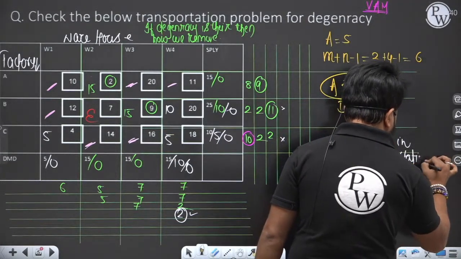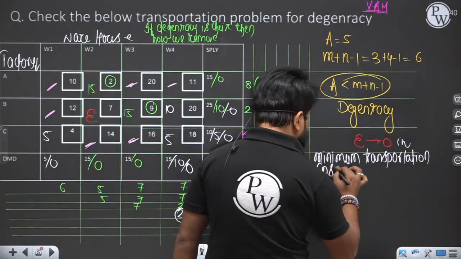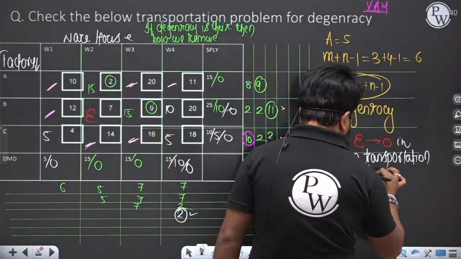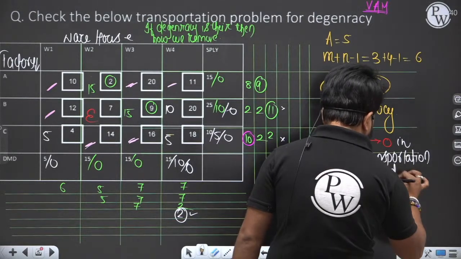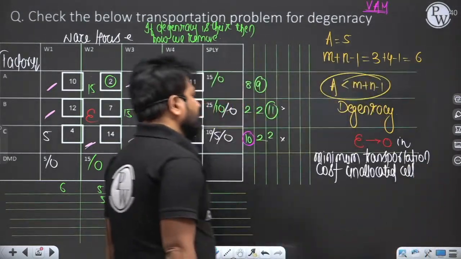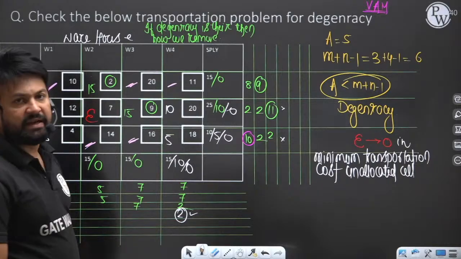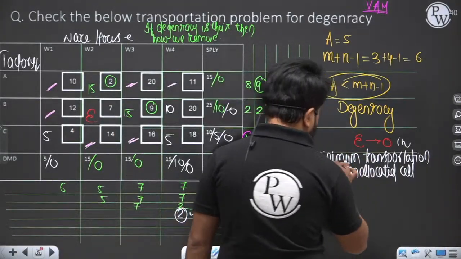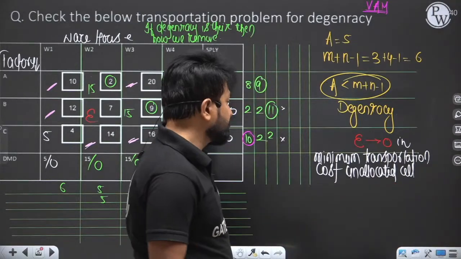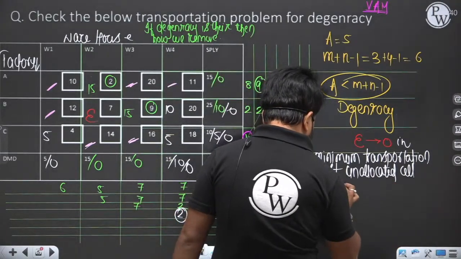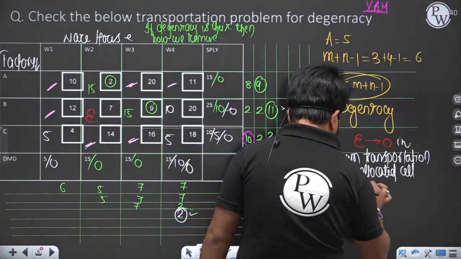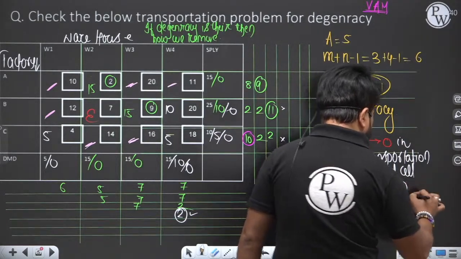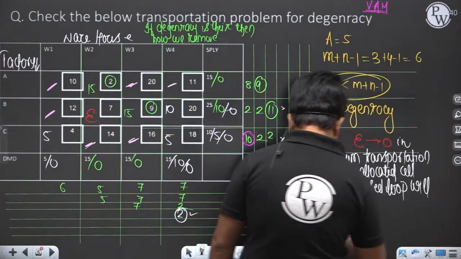Right, so you have to allocate eta in the minimum transportation cost unallocated cell, so that a closed loop will not form.